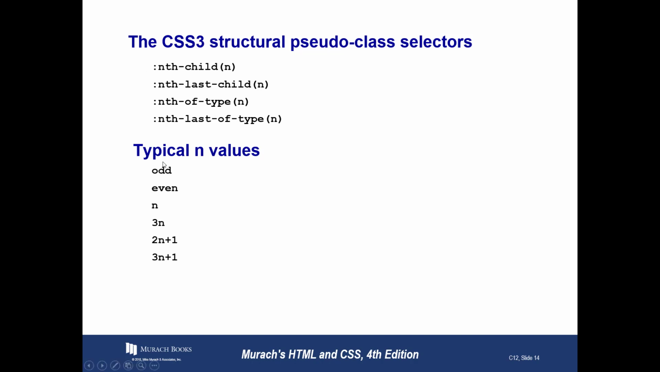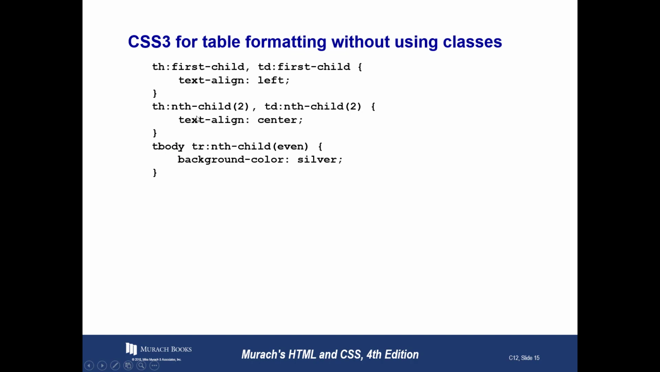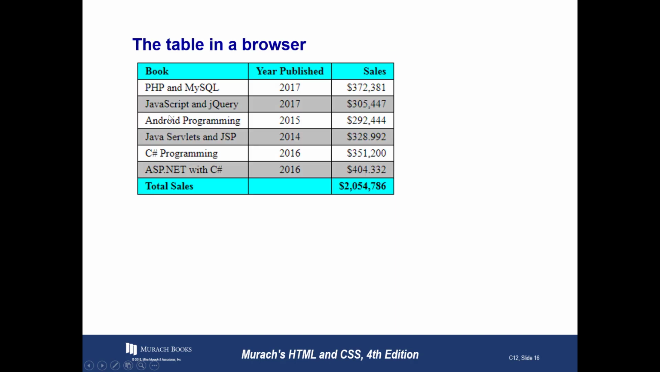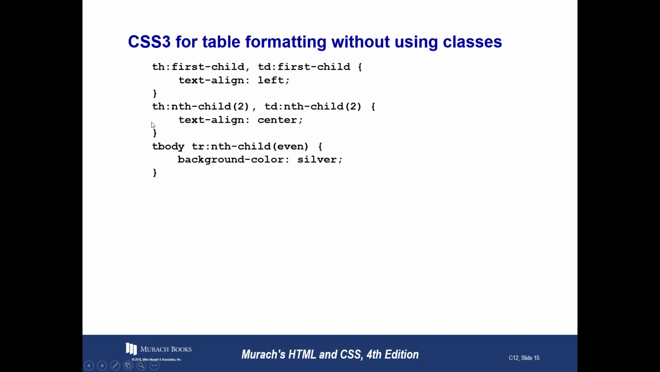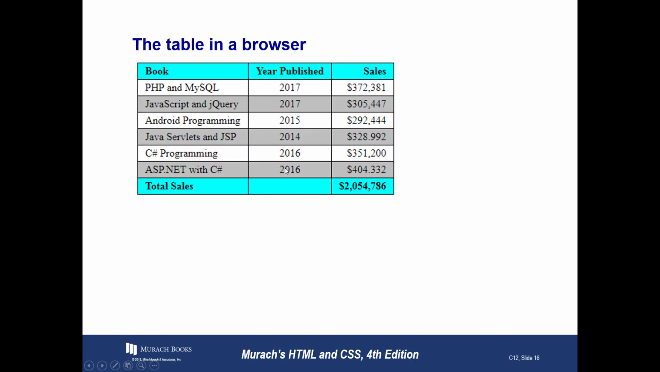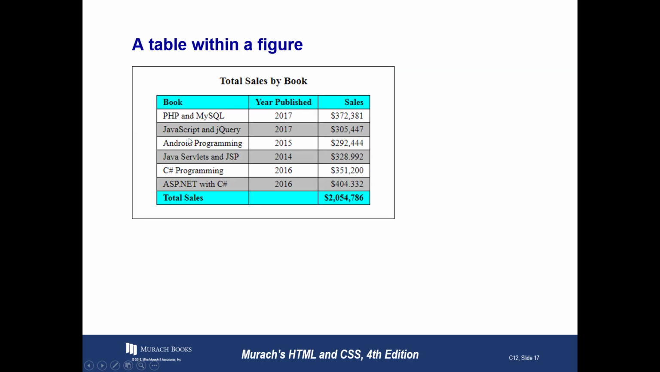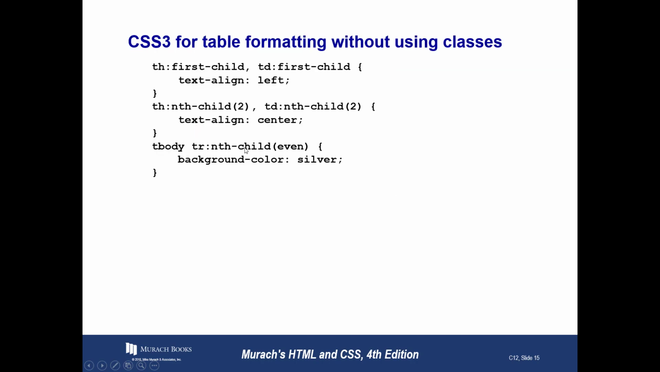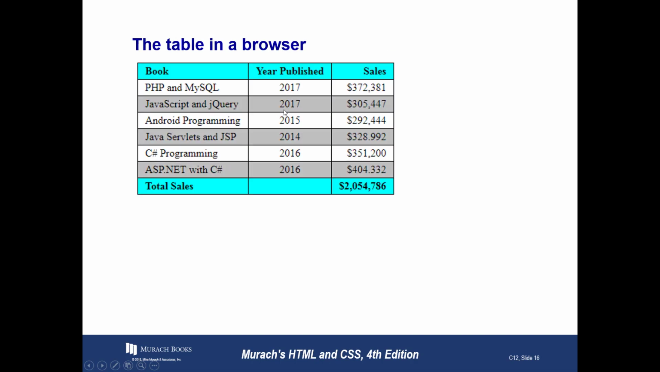Why is that important? Well, look what we have here. What have they done? Well, they've come in here and they said we want the first child, so the first table header and the first table data to both be left justified. That's these. We want the second to be centered. That's these. And we want the nth child even to have a background color of silver. What does that mean? That's what's called zebra striping that we have right here.